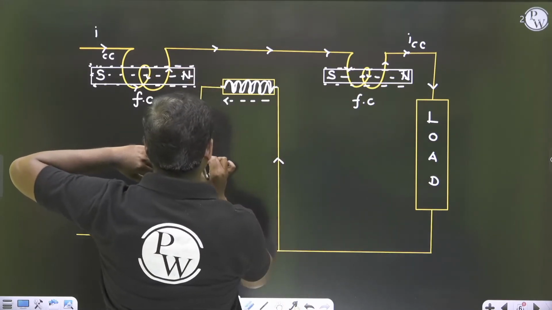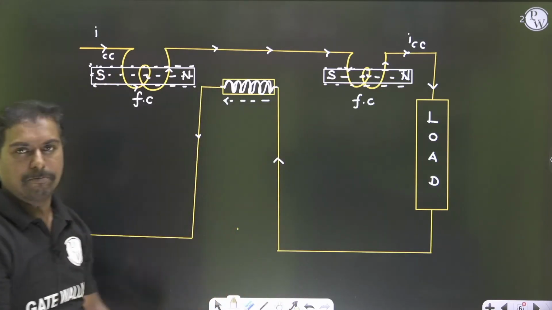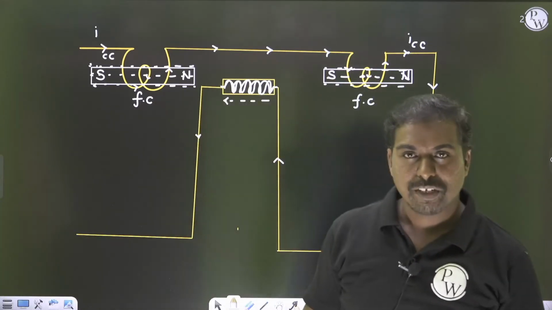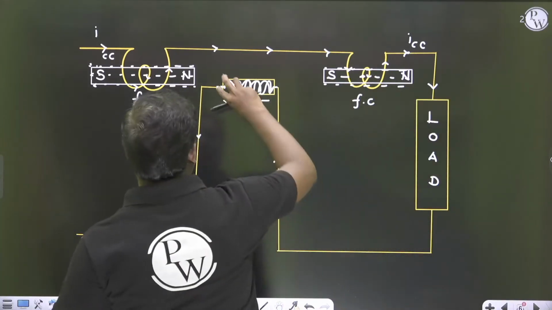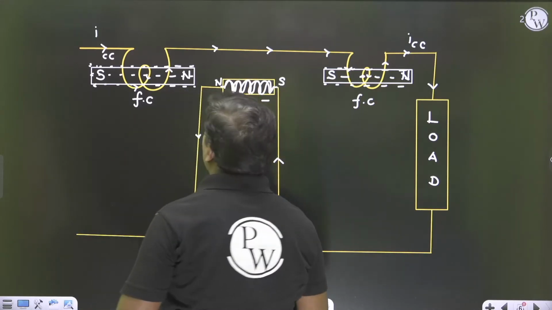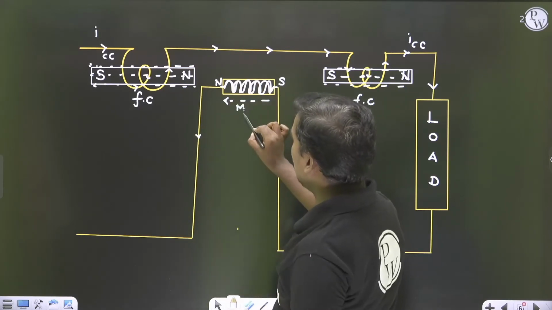So then definitely what happens? There is going to be a reverse magnetic field. Okay, the direction of the current is different here. So then definitely what happens? There is a repulsion between this north and south. So now slowly what happens? This particular moving coil experiences a deflection.